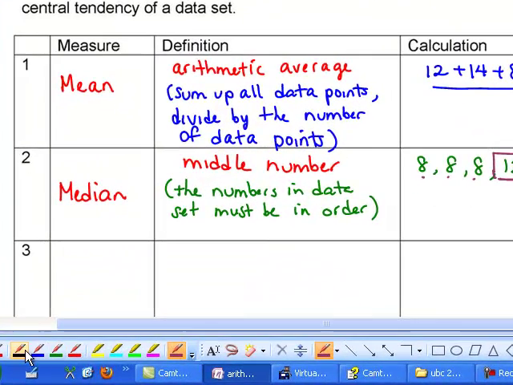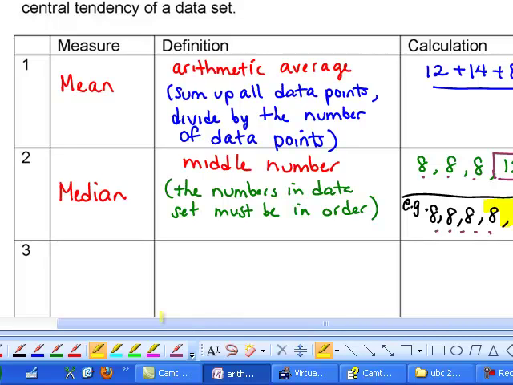Now you might be asking yourself, okay, what if my list actually had an even number of numbers? So let's say I had this, 8, 8, 8. Let's do one more 8. And then 12, 12, 14, 15. So now I have 8 data points. You're asking, where's the middle? Well, the middle seems to be in between right here. There's 4, there's 4. So the middle should be right about here. Well, there's no number there.